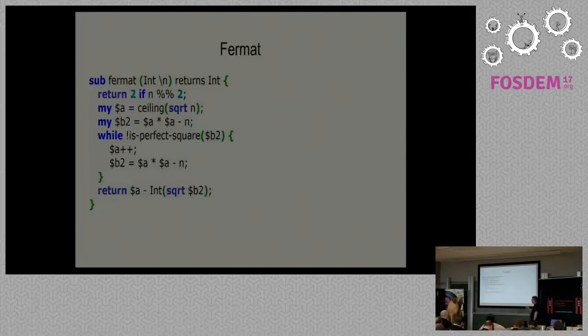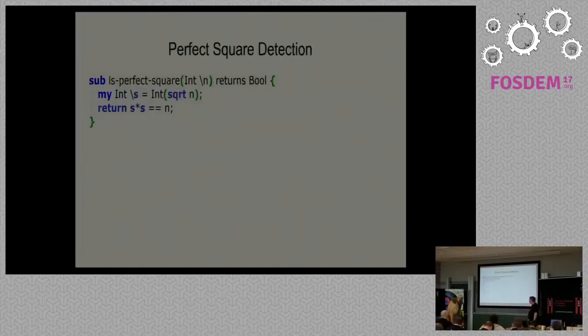Fermat, we did basically, we're looking for differences of squares. All odd numbers can be represented as differences of squares. Fermat said, hey, if the 2 factors are close to each other, we can find this fairly quickly. But we have this is-perfect-square predicate. So how do you find perfect squares? That is a number where s times s equals n. Is n a perfect square?